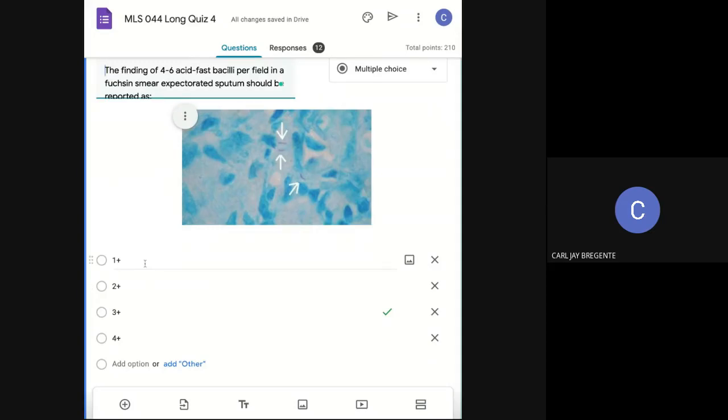There is 1+ if 1 to 9 per 100 fields, 2+ if 1 to 9 per 10 fields, 3+ pag more than na siya, 1 to 9 per field. Wala ni ang 4+. There is also one, katong plus N, if ever you see acid fast bacilli per field. So, mag-plus N ra ka.